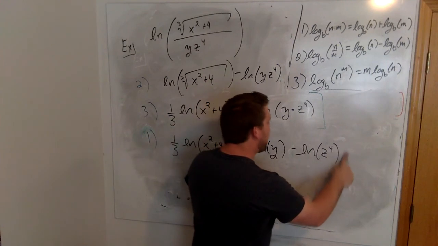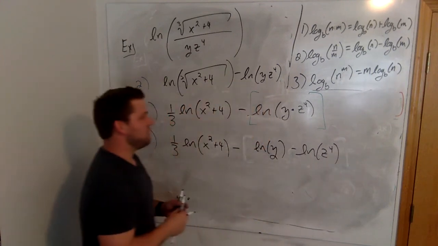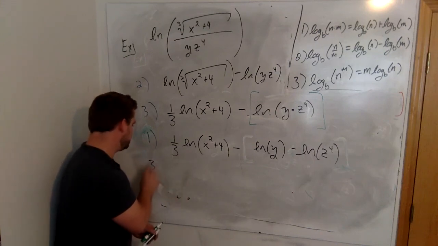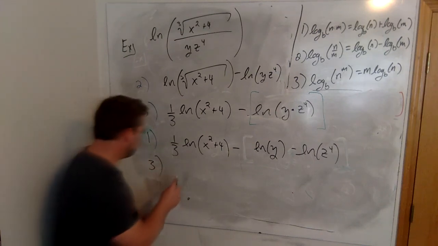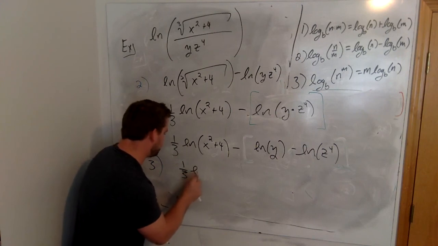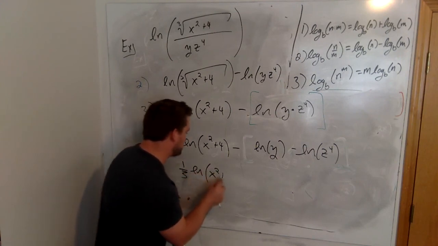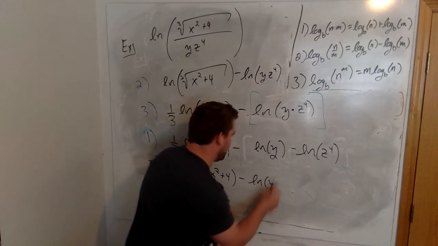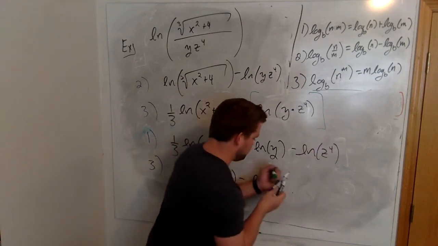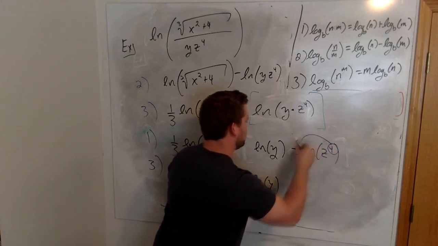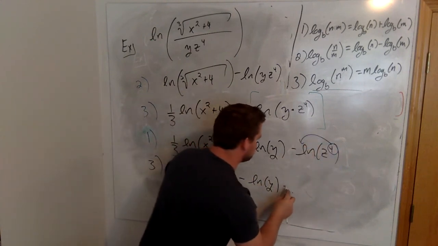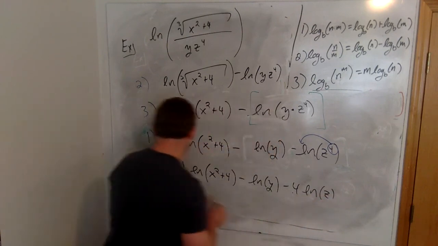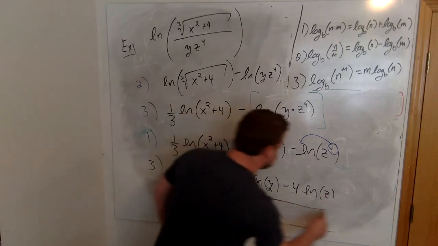Now we can use log rule 3. Log rule 3 says that this is 1/3 times the natural log of x squared plus 4, minus the natural log of y, minus this 4. This 4 can go out front, so this is minus 4 times the natural log of z. And this is the answer.